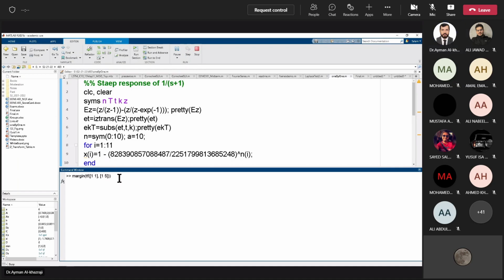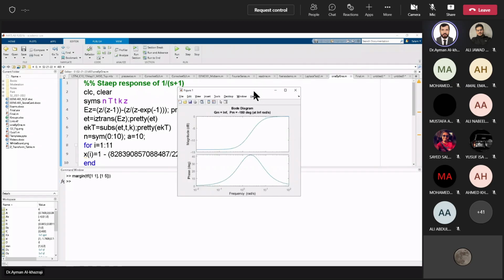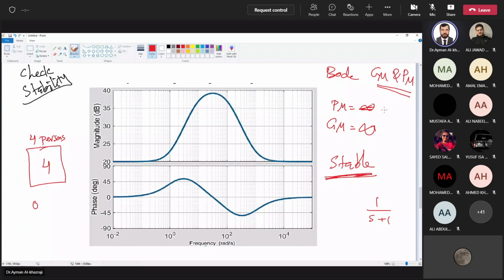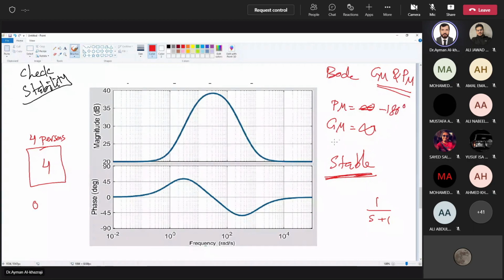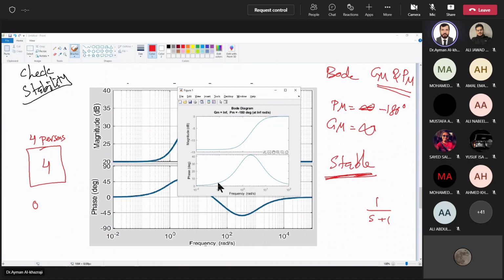Look. I have something like this. Gain margin is infinity, because it is not touching minus 180. Whatever you put, it will not touch. And phase margin is minus 180. Sorry, because this is in degrees, it has to be within this range. The phase margin is what they said, minus 180 degrees. So system is stable because you can see the behavior.